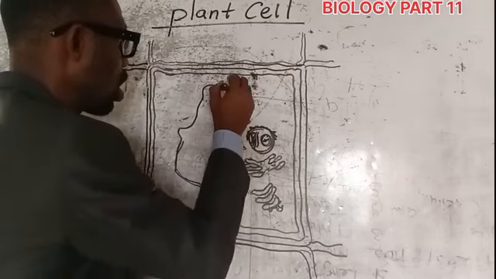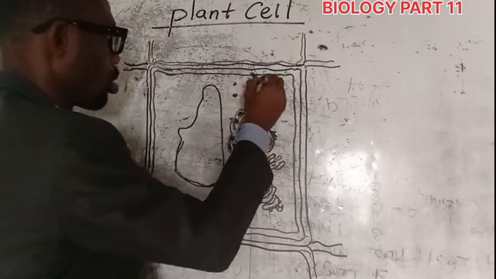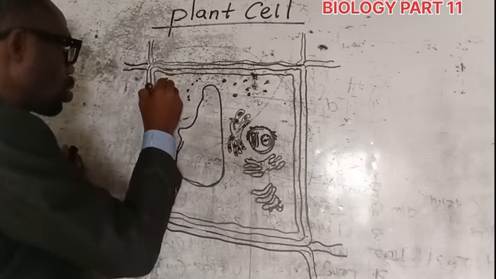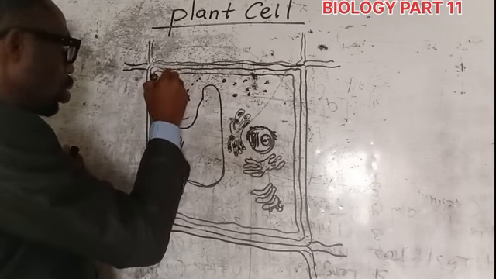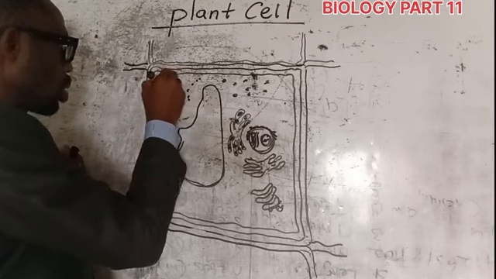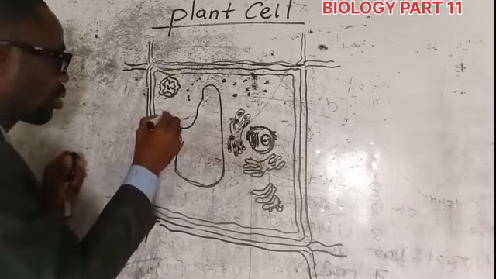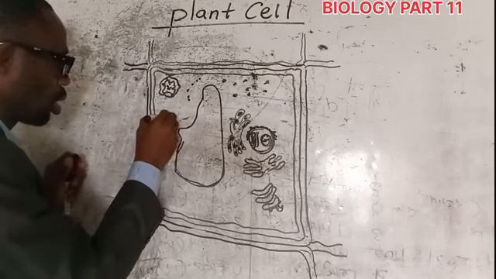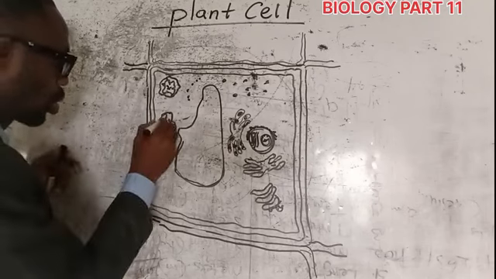Then around this side, we still have some free, tiny structures here. Then around there, you have a structure here. This structure is the what? Represent the chloroplast. Then around there, you have another structure. Okay? Okay, you have that structure.